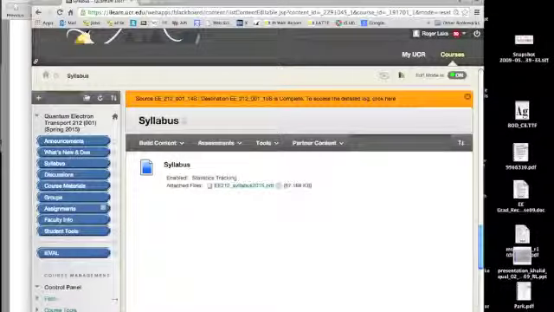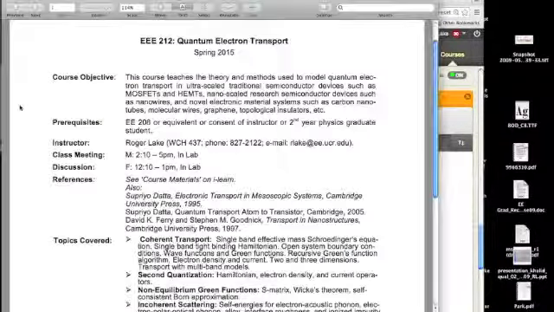Welcome to EE12, Quantum Electron Transport. As usual, you're going to find all the material for this course on the iLearn website, shown here. This is the syllabus.